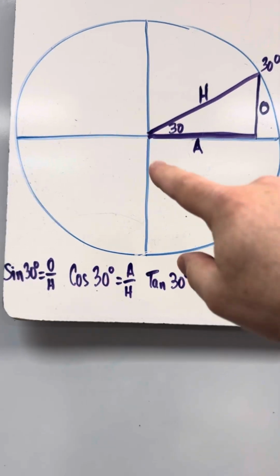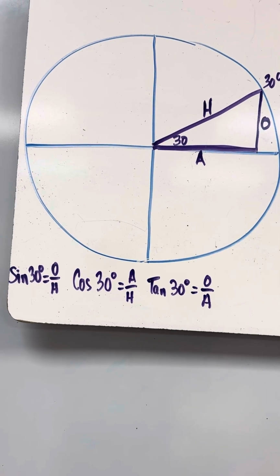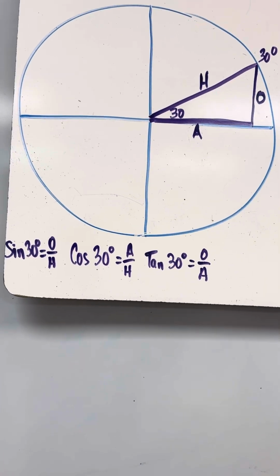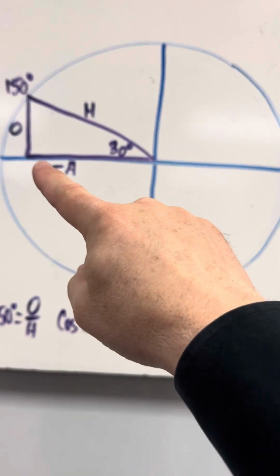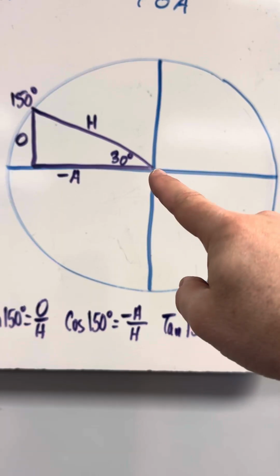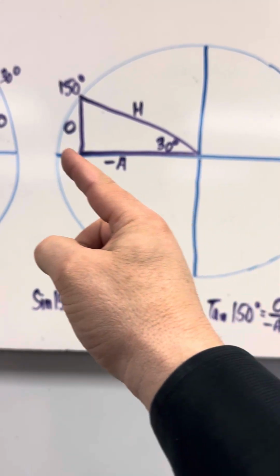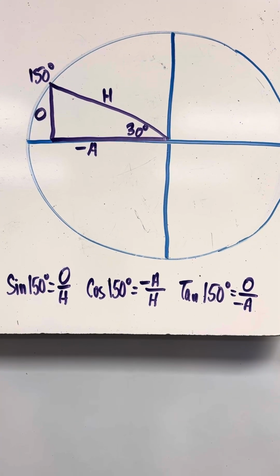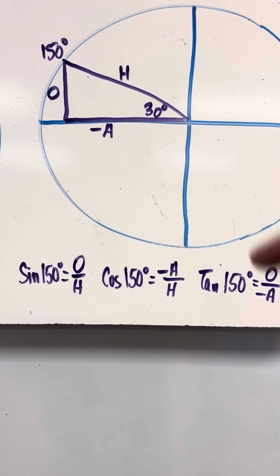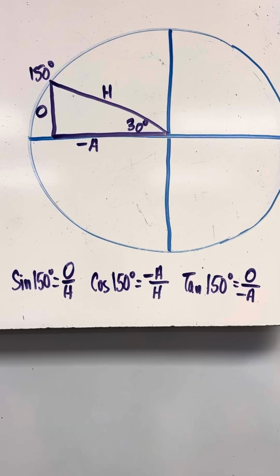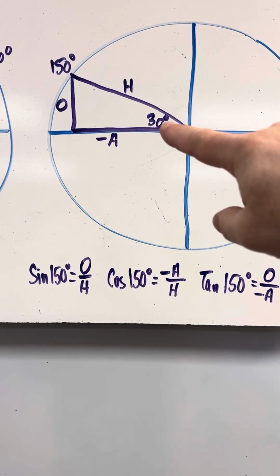Now, this A is positive, this O is positive, H is always going to be positive, okay? But hopefully you will agree that if this A is positive, this A will be negative, right? Because this is to the left of this zero line here. So this is going to be negative A, but this will still be positive O. The H is always going to be positive, okay? So in this case, if this is 150 degrees and this is 180, this again is 30.